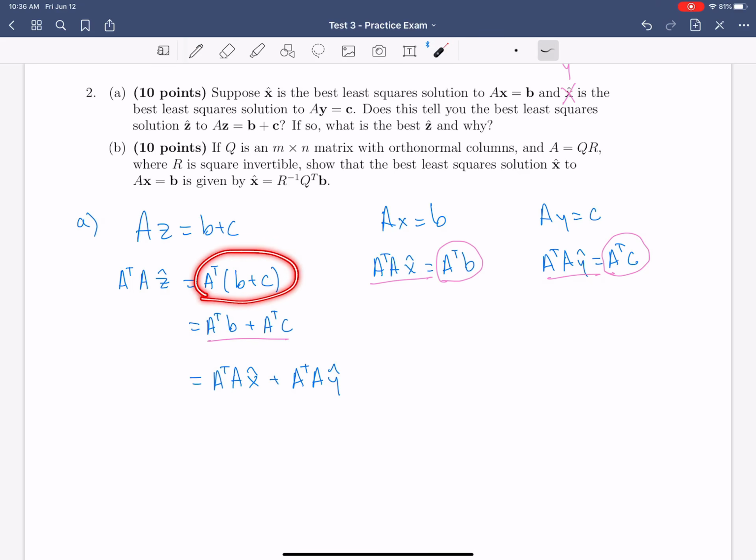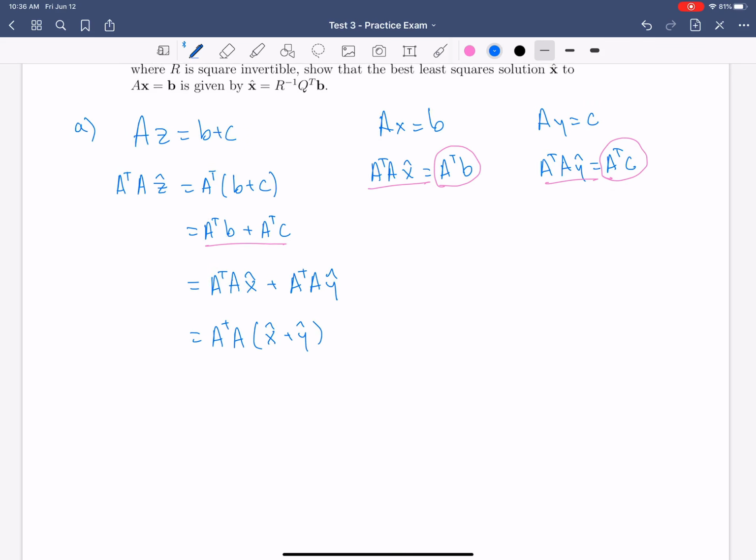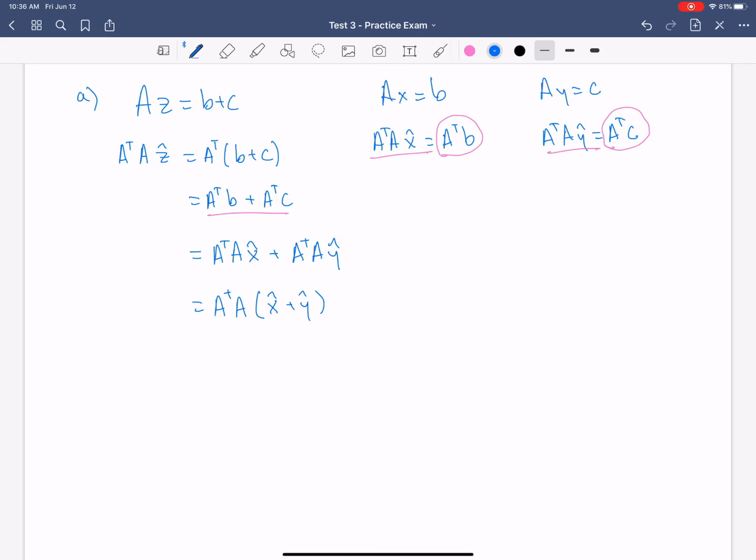Over here, I distributed A transpose over the sum. Here I can factor A transpose A out of the sum. So I get A transpose A times X hat plus Y hat. So what do we have here? We have finally A transpose A Z hat equals A transpose A times X hat plus Y hat.